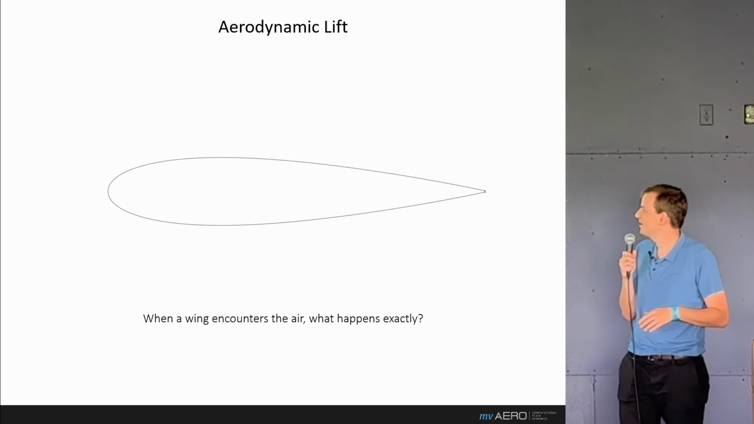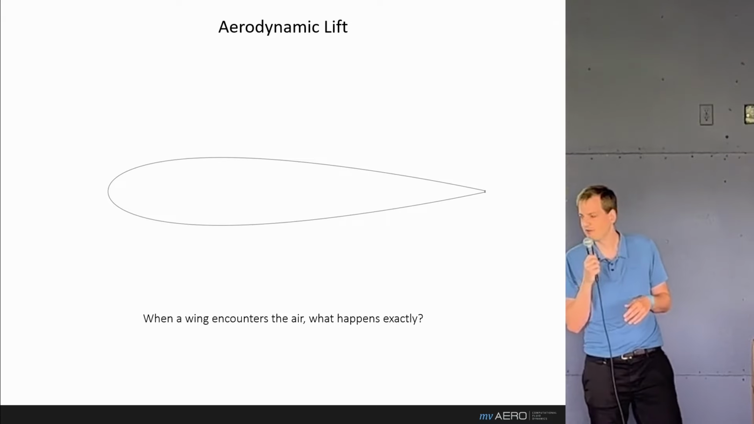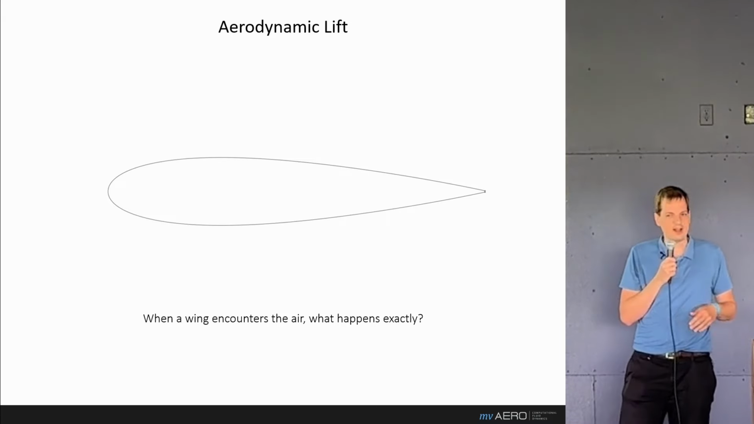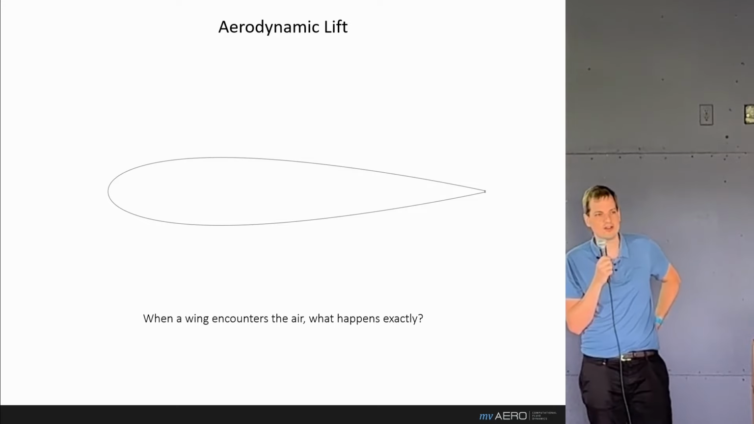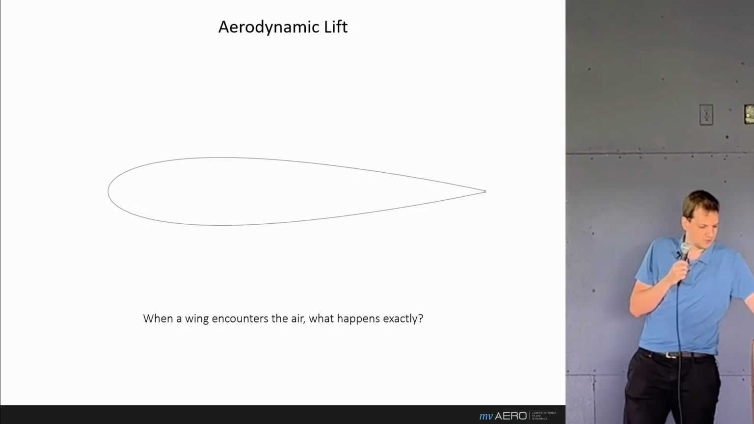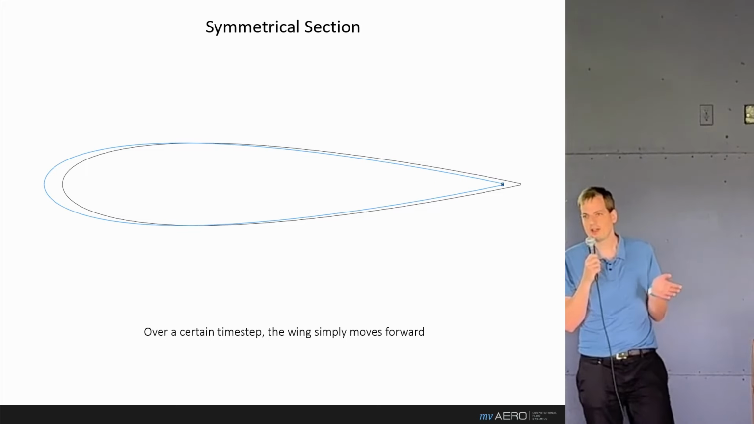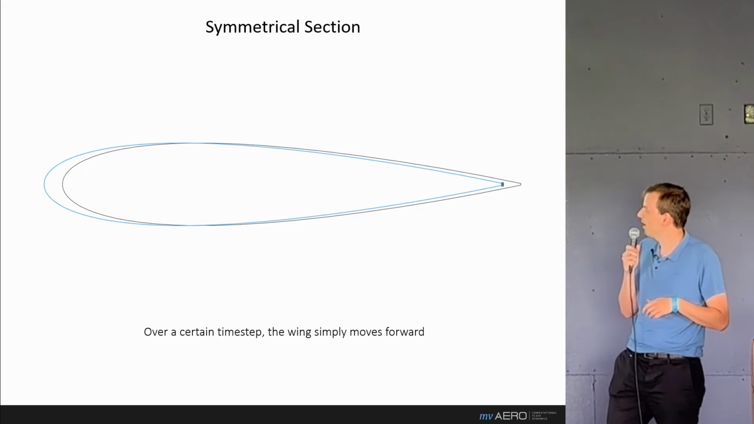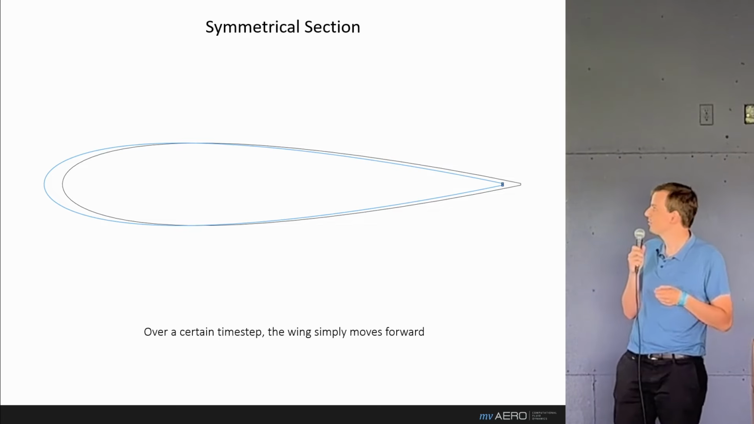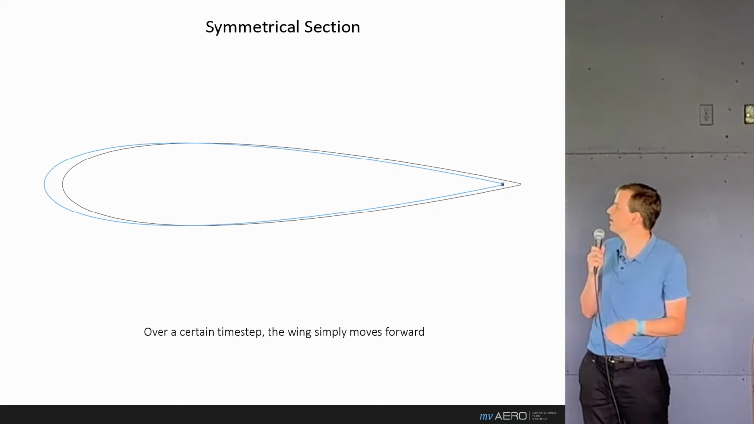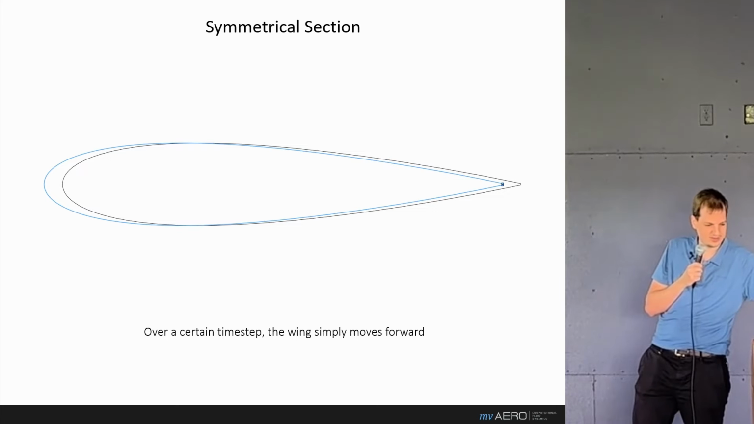Now, here's a wing section, and whenever the wing is moving from right to left, we can ask ourselves the fundamental question: what is this wing actually doing to the air? Well, over a certain time step, this wing is moving forward. So it's actually in a new position after a certain time step. As you can see, in blue would be the new position, and in gray we have the old position.